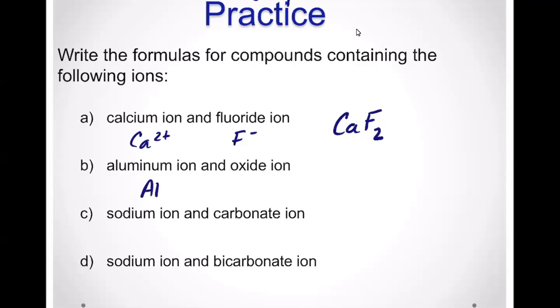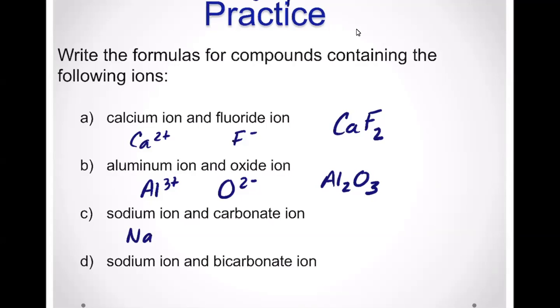Aluminum, that one's always 3 plus. Oxide is always 2 minus. Okay, so the common denominator is 6. So Al2O3 is how we would write aluminum oxide.